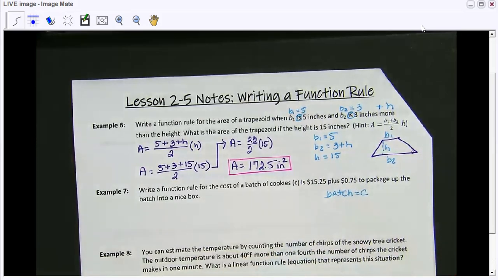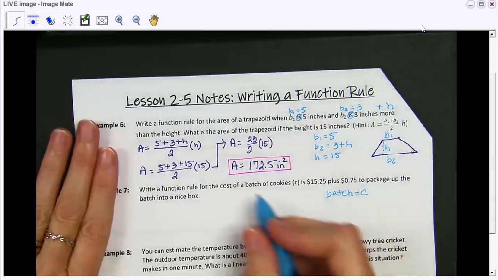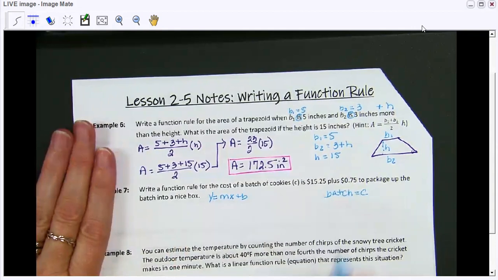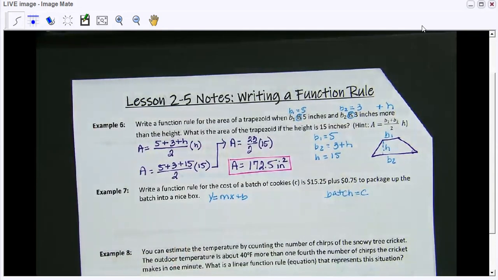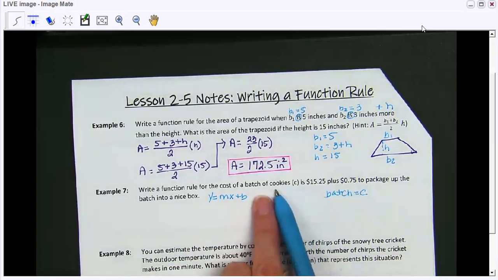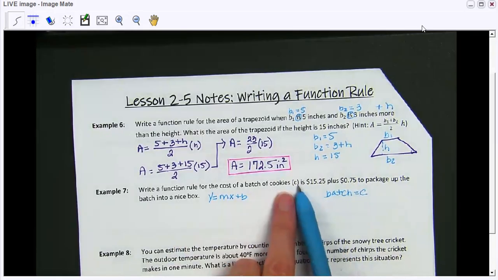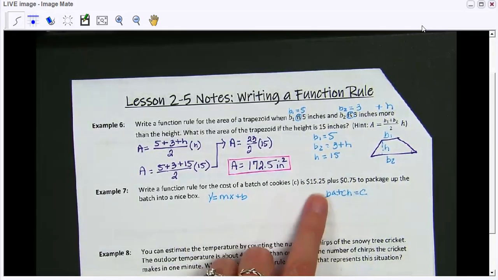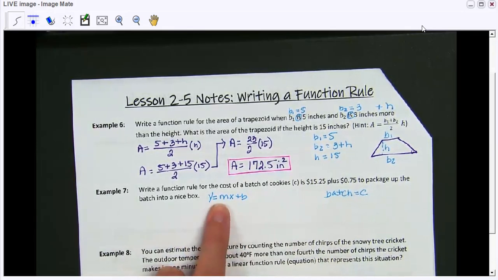Now, I taught this before, but when you write an equation like this one, you want to write it in slope-intercept form. And you have to look at what is actually changing. Well, the price here is changing based on how many batches of cookies you will purchase. And we don't know what the batch number is, but we know that each of these is going to equal $15.25. So that right there is our rate of change, which goes where the slope is in our slope-intercept equation.